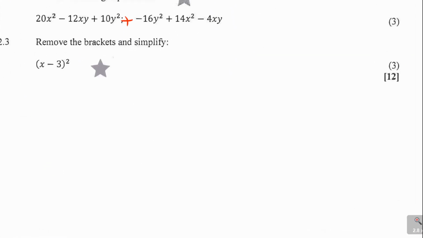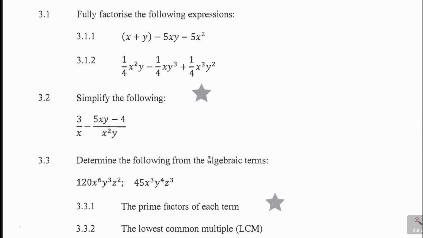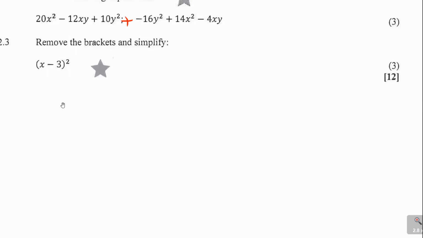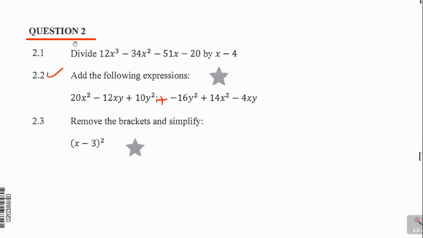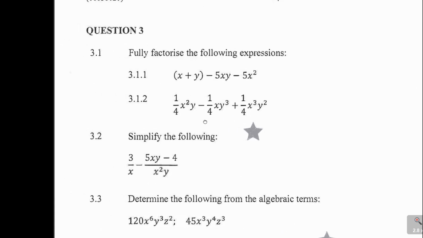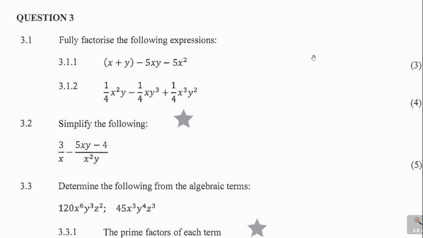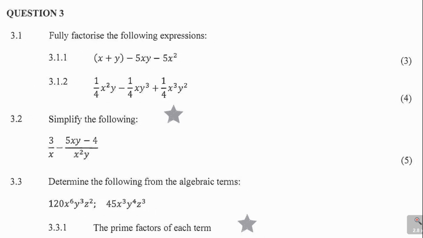We're done with question 1. Now we are looking at question 2. So we're looking at the last question of this video, question number 3. Then we're going to end it and then go to question number 4. Look at this. Question 3 says fully factorize the following expression, 3 marks, 3.1.1. We're given that.